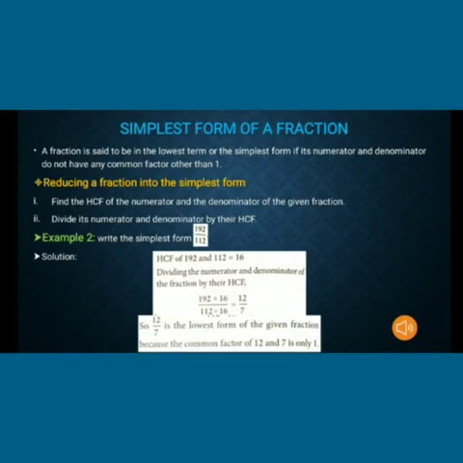Dear students, as you can see in the example, we have to write the simplest form of 192 upon 112. To find the solution, we will first find the HCF of 192 and 112, that is 16, and divide the numerator and denominator of the fraction by their HCF, that is 16. So 192 divided by 16 gives 12 and 112 divided by 16 gives 7. So 12 upon 7 is the lowest form of the given fraction, because the only common factor of 12 and 7 is 1.